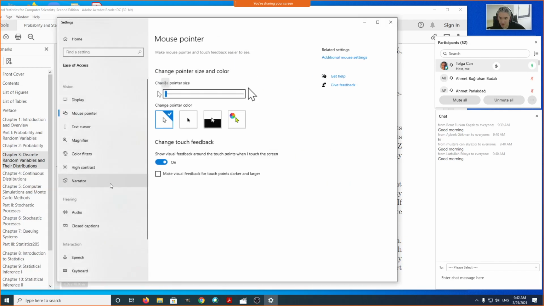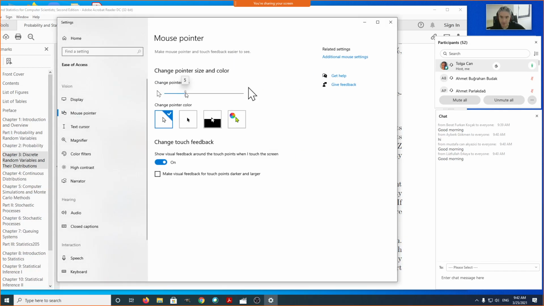By the way, let me change my mouse pointer size to 4.